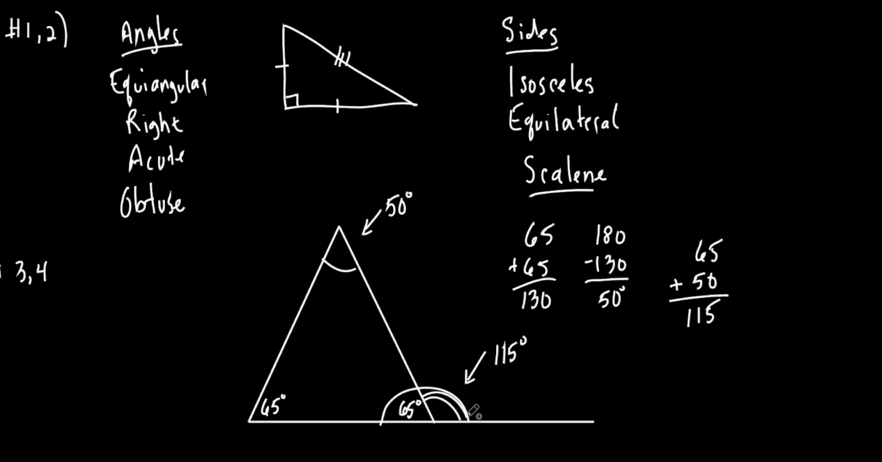Do you see how it forms that straight line right there? So you know the angle's 180. If this is 65, how do I find that? Just, that's it. Take 65 away from 180. And you still get what? 115. So you get it either way.